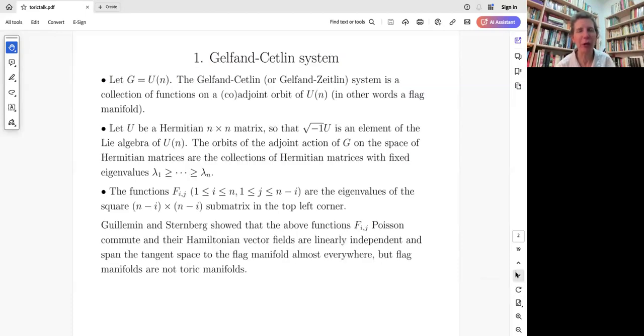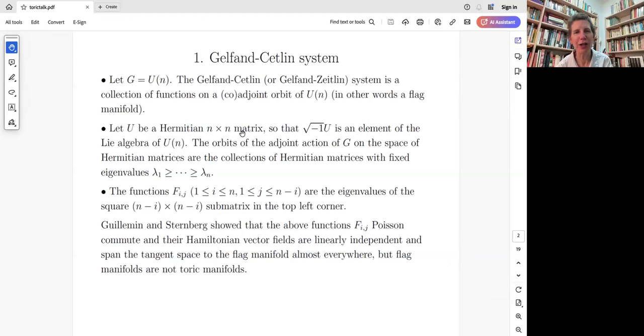I will talk about the Gelfand-Cetlin system, the work of Guillemin and Sternberg. I will also talk about my joint work with Jonathan Weitsman on an analogous system. So the Gelfand-Cetlin system is a collection of functions on a coadjoint orbit of U(n), or in other words, a flag manifold. There are generalizations to more general Lie groups.